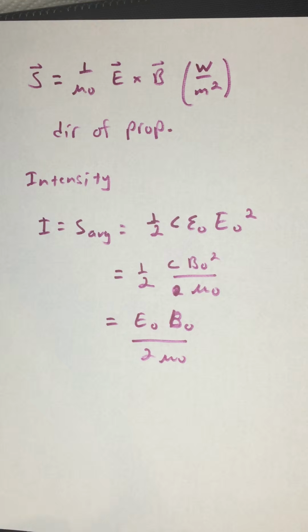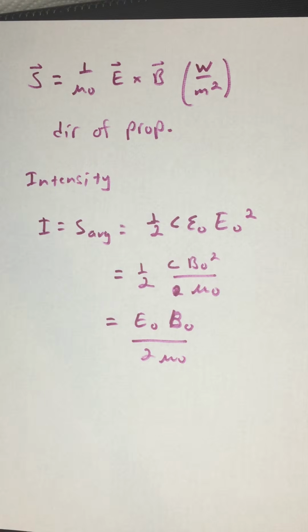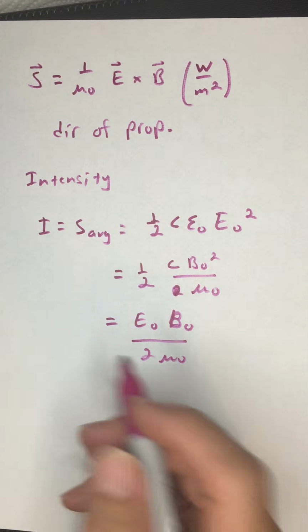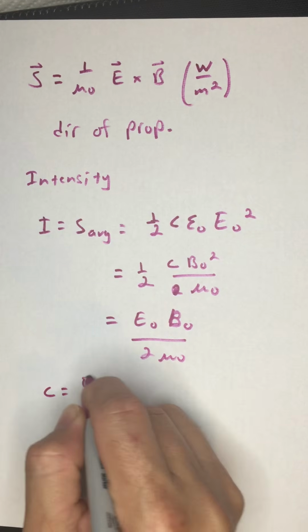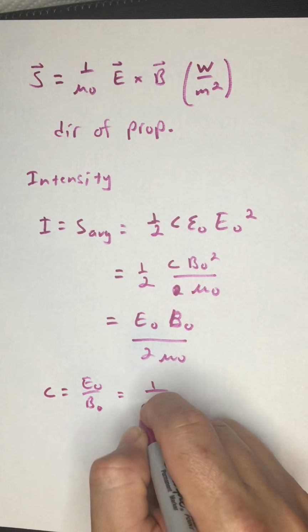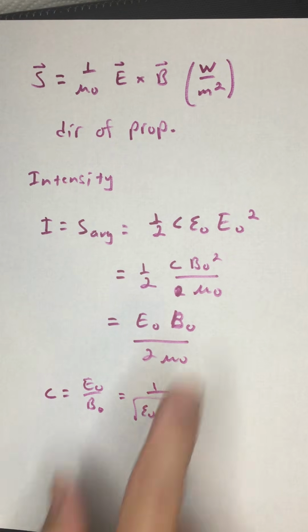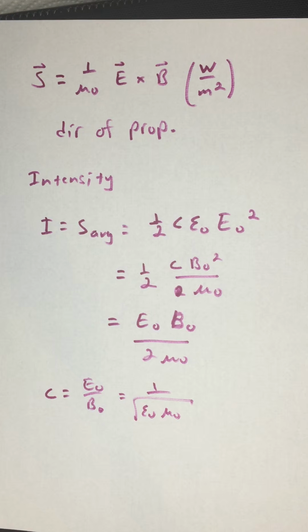It's a good exercise to try to derive this one from these two. To get you started on that if you care to, let me remind you that c is equal to E naught over B naught, which is also equal to 1 over root epsilon naught mu naught. You will use both of those in your derivation here if you so decide to do it, but it's not required. But this is how the intensity comes out of the time averaged Poynting vector.